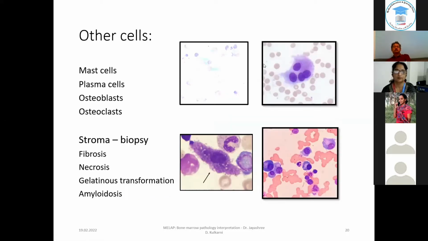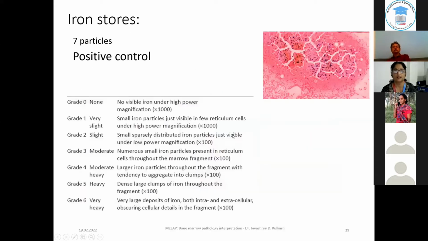Other cells in the bone marrow, sorry about that picture, but this was a picture of osteoblasts, which are similar to plasma cells, but have more basophilic cytoplasm, and they are in clusters. This is an osteoclast, mast cells. The stromal changes you will see with Dr. Sanjay Pai.